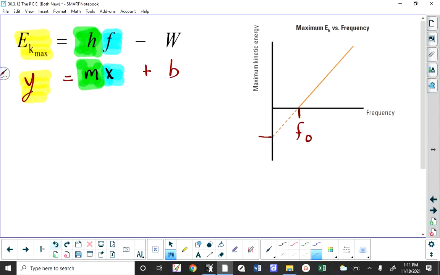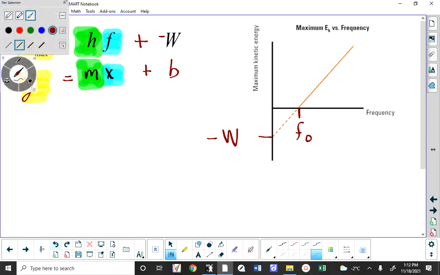Farhad? It's the negative of the work function. It's not the work function. The y-intercept of this graph is not the work function. It's the negative of the work function. Because I can very easily up here where I have minus w put plus negative w. And then my comparison becomes complete. I have plus b plus negative w.